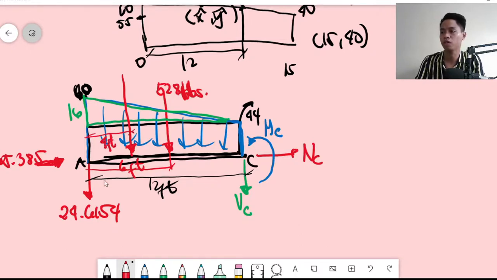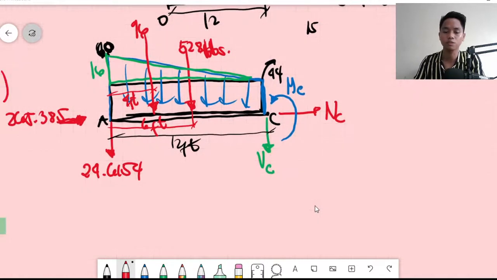You should be familiar with centroids. Once you graduate in engineering, especially in CE, you will encounter this all the time. Distributed loads: if this is the area, that's simply 1/2 of the base, which is 12, times the height, 16. What is the resultant force? This is 96.